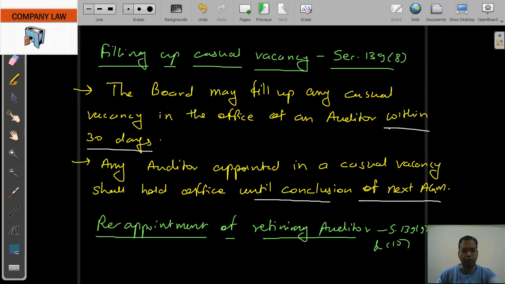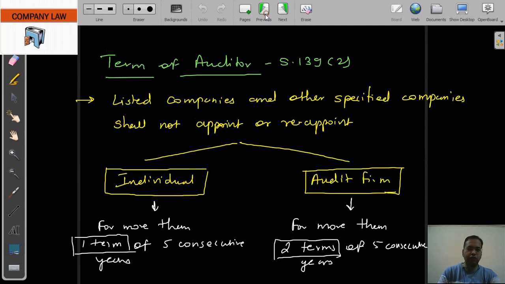So we have talked about the important provisions of section 139. I hope you have understood it. Please make a note of all these provisions.